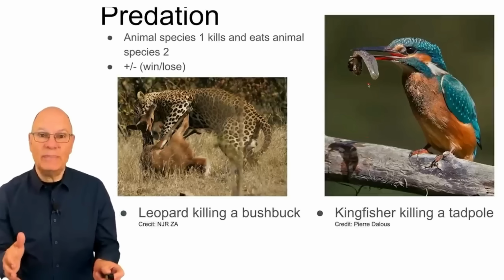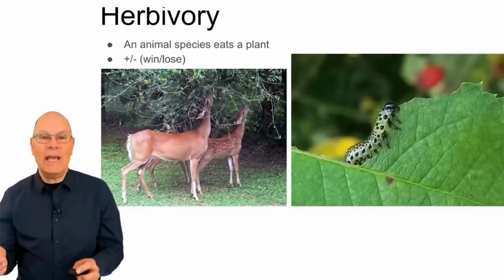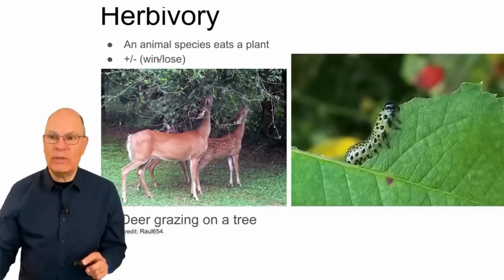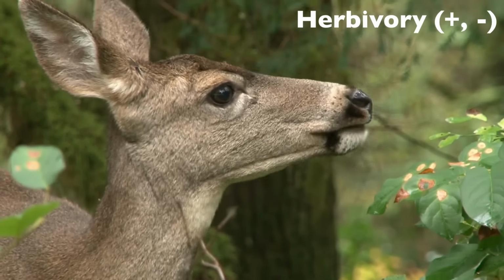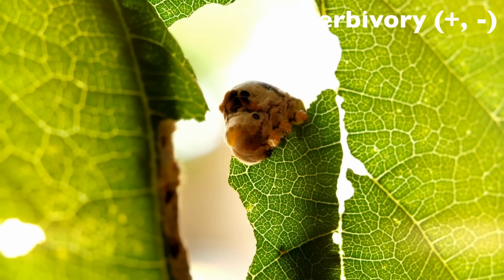That's predation. In herbivory, an animal species eats a plant, and that's a plus for the animal, and it's a minus for the plant. It's a win-lose interaction. Here we have deer grazing on a tree, and here we have a caterpillar eating a leaf.